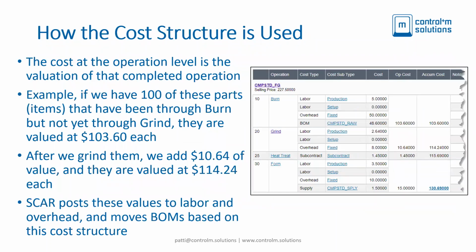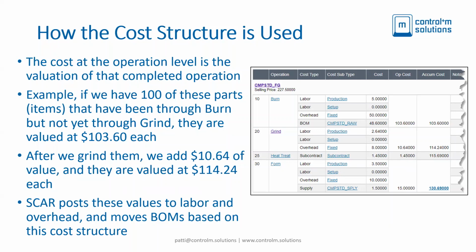Now this screen actually shows the cost increase at each operation. It stands to reason that the inventory value would go up every time we do another transaction to it. So starting with operation 10, this part is worth $103.60 at the burn operation. But by the time the part's completely finished through the form operation, it has a cost of $130.69. And Plex knows the inventory valuation by taking the inventory by operation times the quantity at that operation times the cost at that operation.